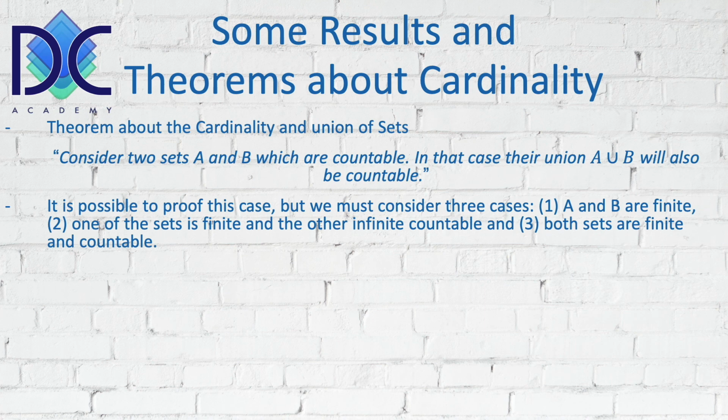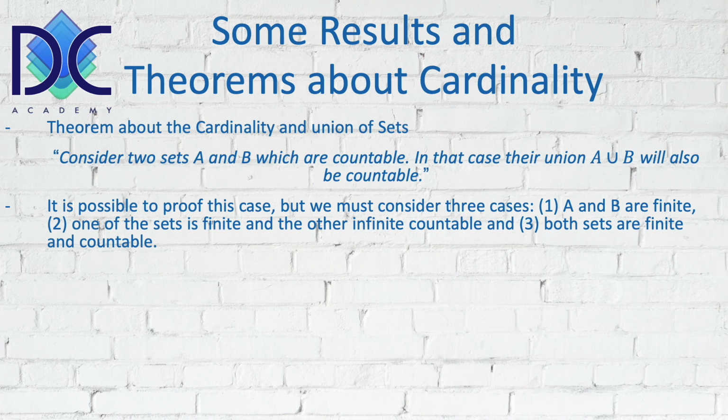The first case is where A and B are finite. When both are finite, it's clear that they are countable, and given that they are countable and finite, we can say that the union of those two finite sets will also be countable.